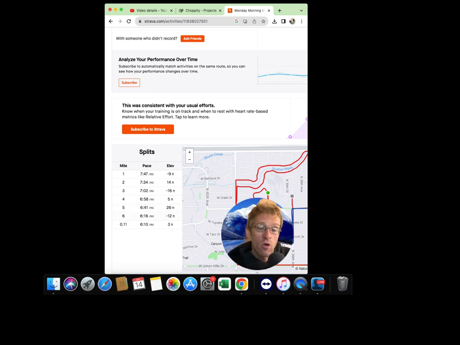Just for context, I've run a 2:37 marathon, 2 hour, 37 minute marathon, multiple times now. And like I was saying, I've run 50 miles at a sub 7 minute pace. So these faster miles aren't necessarily very taxing, especially if there's just one or two of them.